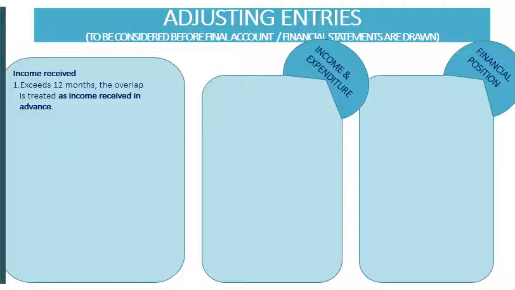Where income is received and exceeds 12 months, the overlap is treated as income received in advance. In the income and expenditure, it could be an account or a statement. The excess income will be excluded, while on the statement of financial position, the excess income is income received in advance and it will be treated as a current liability.